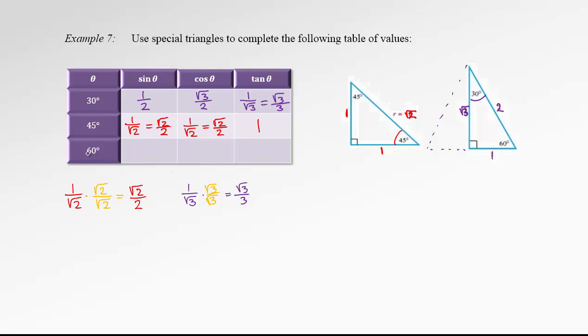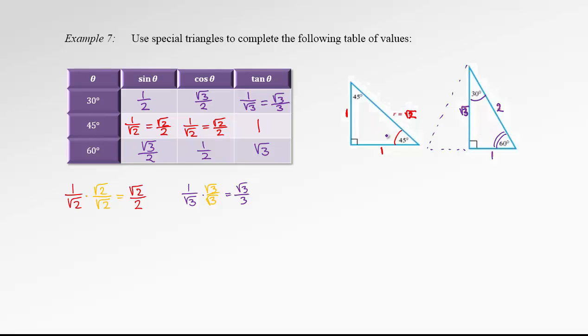And lastly, 60-degree angle. Sine of 60 degrees is opposite over hypotenuse. It's root 3 over 2. Cosine of 60 degrees is adjacent over hypotenuse. It's 1/2. And tangent is opposite over adjacent, so it's just root 3. Great! Those are the exact values of the three trig functions at special angles that can be obtained directly from the special triangles.